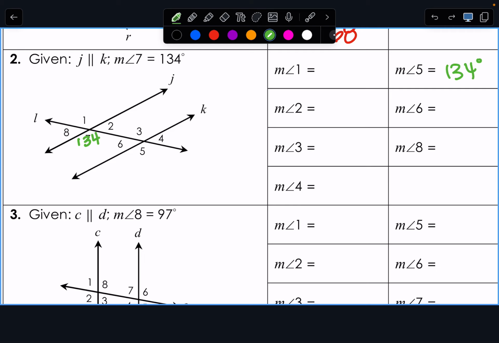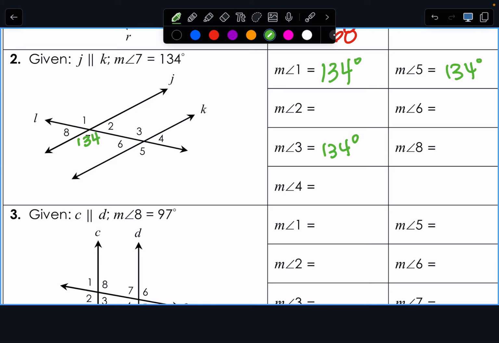All right, another angle that's 134. Angle 5 is 134. What's another one? Josie? Angle 3 is 134. We know that angles 7 and 3 are alternate interior angles, so they're congruent. One more. Angle 1. Angles 1 and 7 are vertical, so we know that they have to be the same.